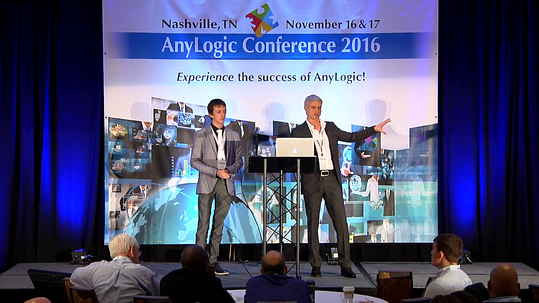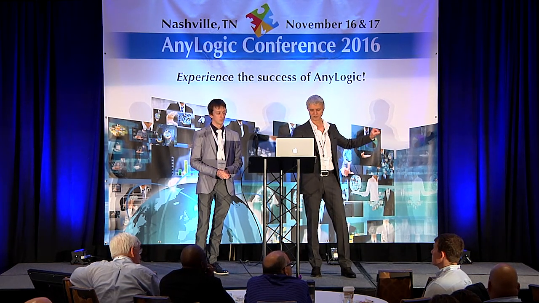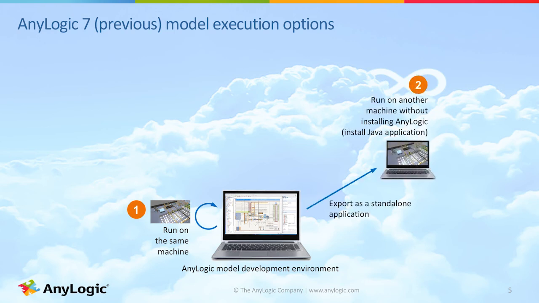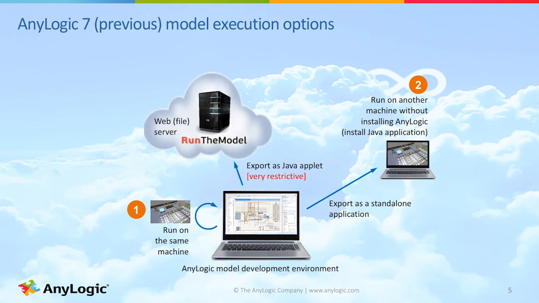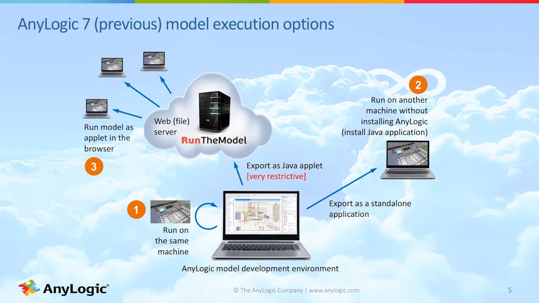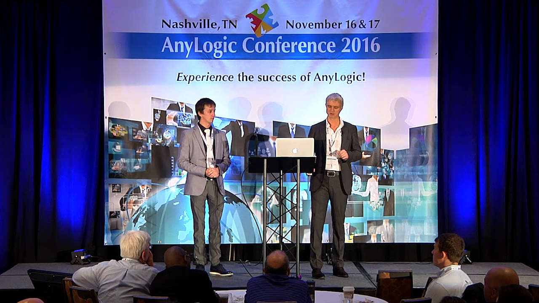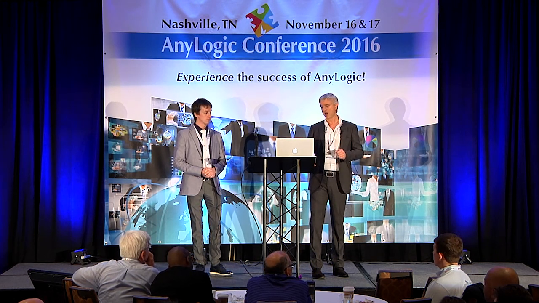With that said, this is what you can currently do with the current release with your models. You have your desktop application where you develop, program, and debug your models, and you can run them locally on the same machine. You can also export them as a standalone Java application and leave it with a client or colleague. That function is in the professional version. You could also export to runthemodel.com or to your own web server, and then others were able to run the model in their browser. The whole thing was going into the browser and executed there as an applet. This is dead. Applets are no longer supported, which I think is good because we have now developed much better technology to run models in the cloud.